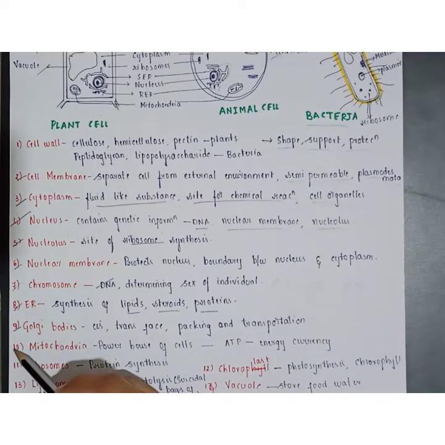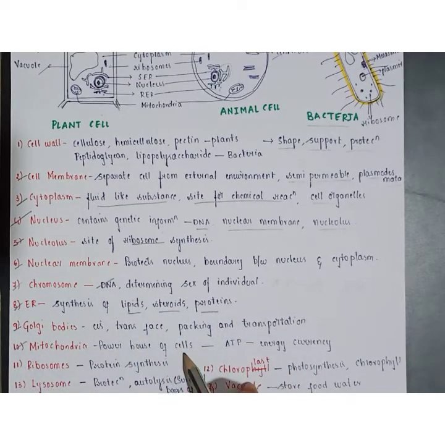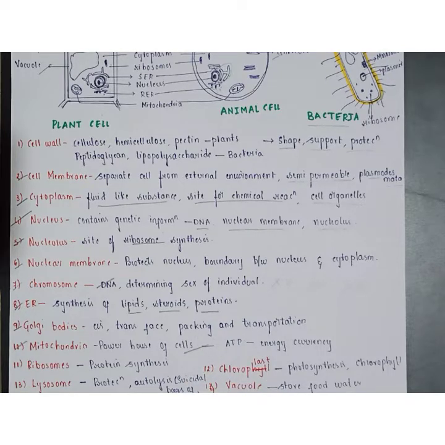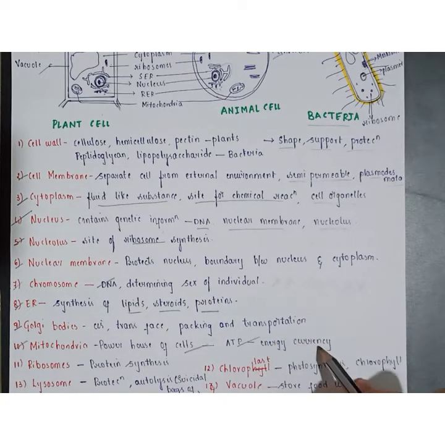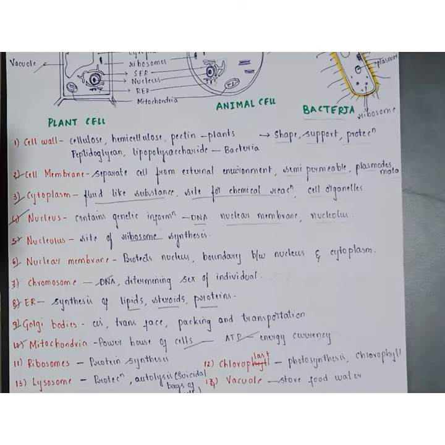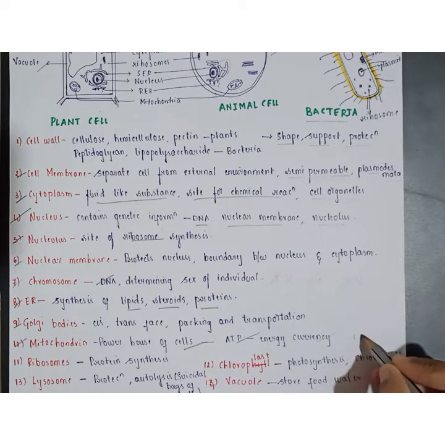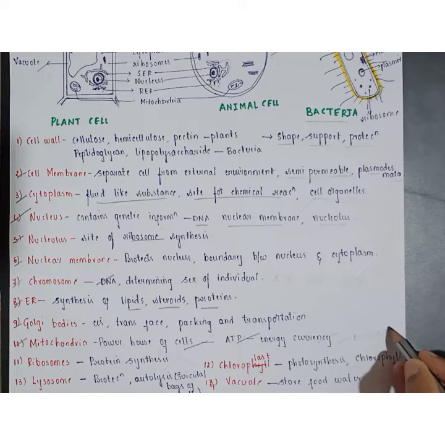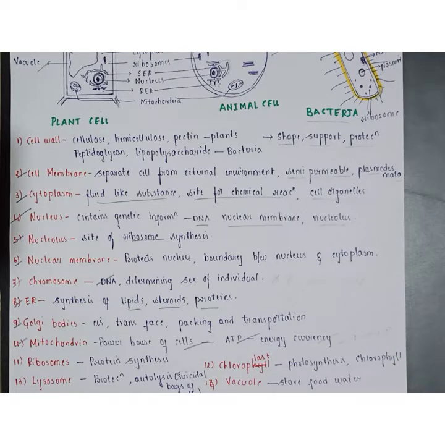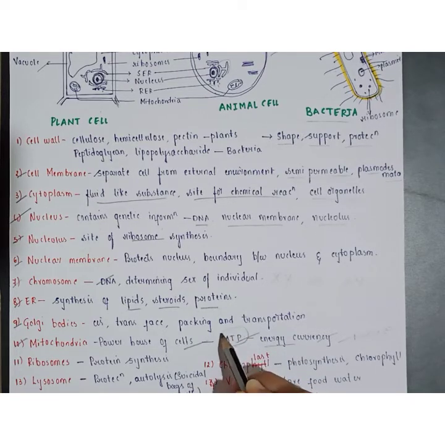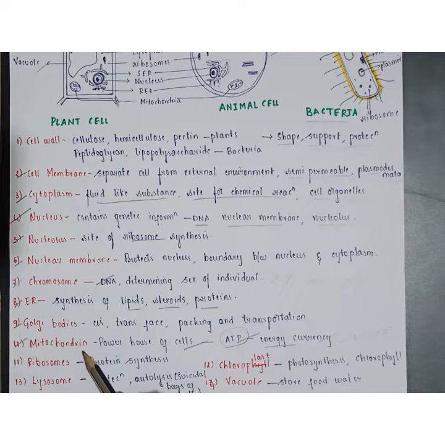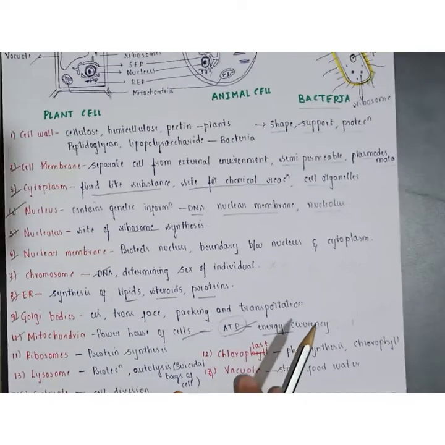And the next one is the mitochondria. The mitochondria is commonly called the powerhouse of the cell because it provides ATP, which is an energy currency. If we take humans as an example, the currency is called a rupee. By using this currency, we can buy any items we want. In the same way, human beings contain energy in the form of ATP, and this ATP is provided by the mitochondria, hence it is called the powerhouse of the cell.